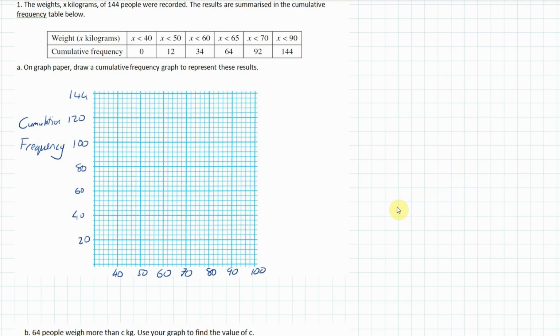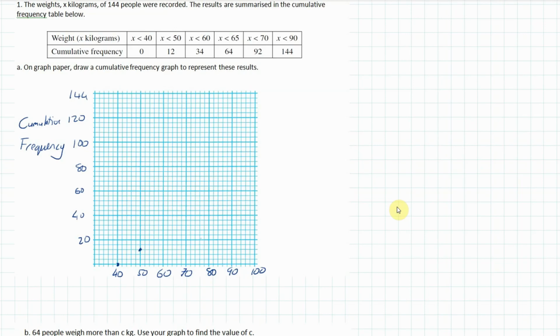Okay, now just a quick note about how this works. It's actually 40.5 that is the class boundary. So I'd plot 0 at 40.5, but on the scale it's basically 40. And then the next class boundary, by the time I'm up to less than 50, which is the class boundary 50.5, we're up to 12. And each of these little squares going up represents, was it 4? Yeah, 4, so this would be 12 here.